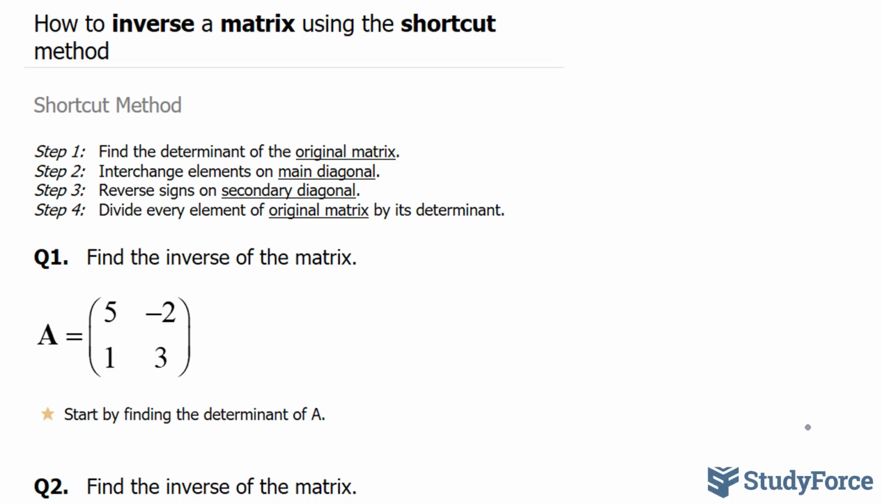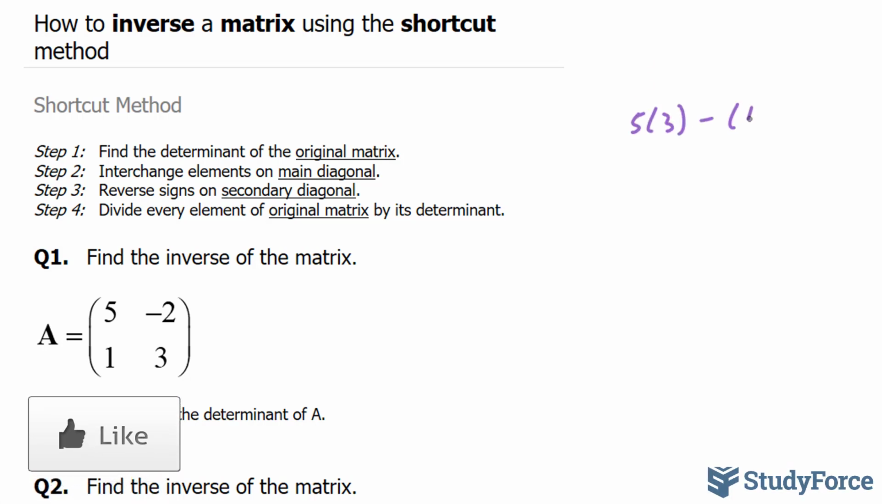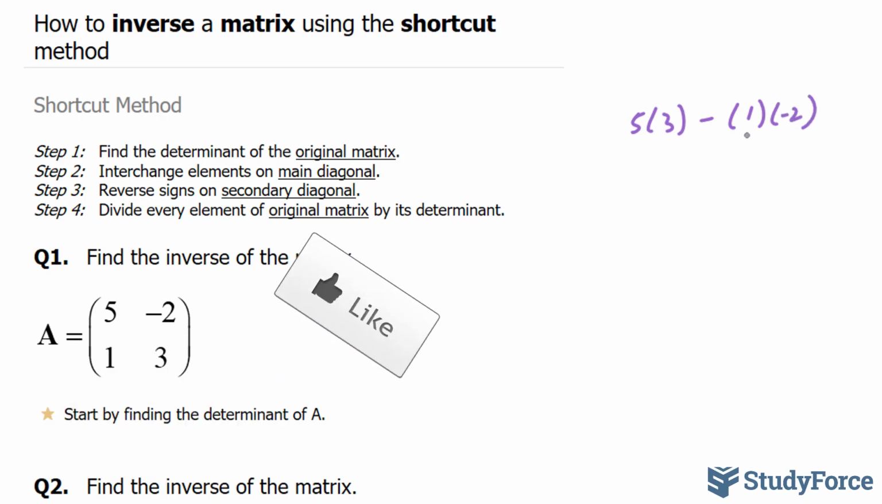In question 1, we have a 2 by 2 matrix A, where we have 5, -2, 1, and 3. Step number 1 asks us to find the determinant of the original matrix. To find the determinant, we will find the product of the diagonal and subtract it from the product of the other diagonal. So let's take 5 times 3 minus 1 times -2. 5 times 3 is 15 minus -2, and this gives us positive 17.